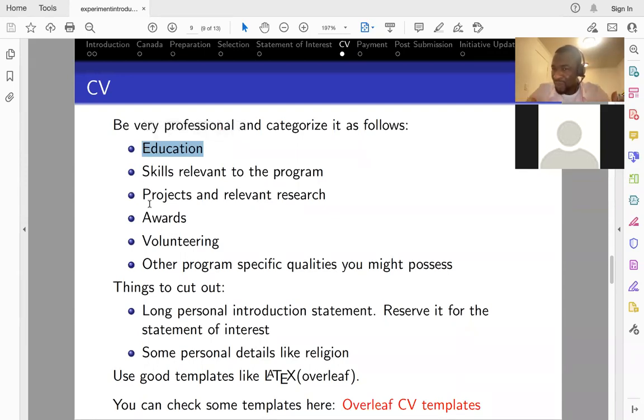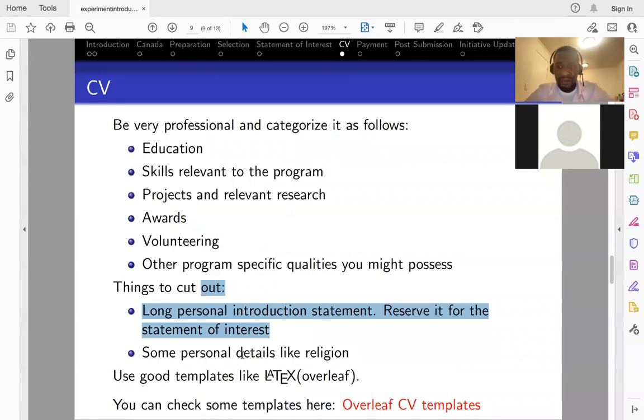You can equally mention projects that you work on and how versatile you are with project management and research ideas as well. You can mention the awards that you've received in the past if you have any. Volunteering is very, very important. I think Canada gives a lot of emphasis on volunteering. It shows the humanity part of you, right? The humanitarian aspect of you, how you are willing to help others. So if you are someone who volunteers a lot, you might want to highlight that as well. If you had other program-specific qualities, just like what I mentioned, please make sure you do that. And again, stop all these long introductions.